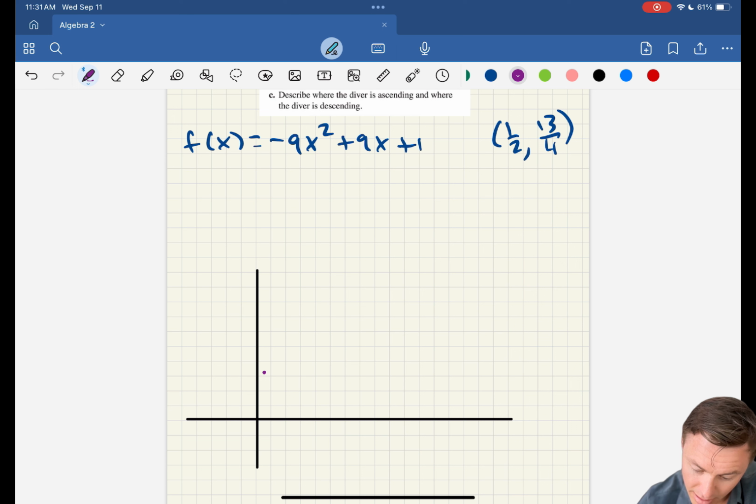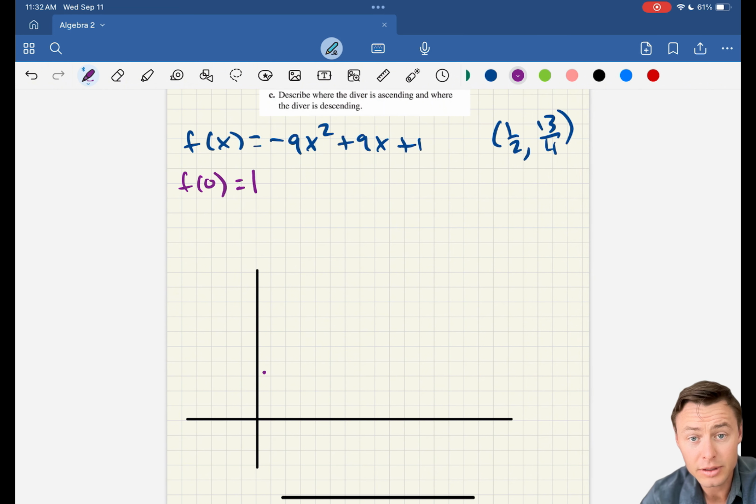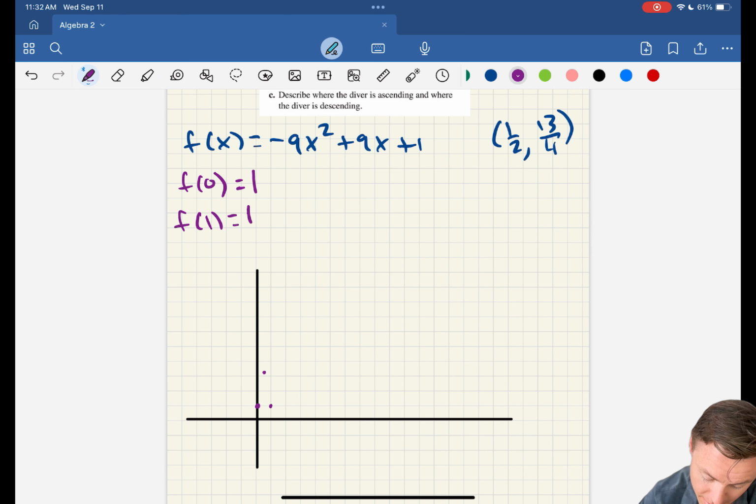And then our y-intercept is at f of 0, which if you plug in 0 for x, you get 1. The y-intercept of a quadratic in standard form is always whatever the c value is, okay? So our y-intercept would be right here. And then we'll figure out another point when x is equal to positive 1, f of 1. f of x would be equal to also 1. Okay, so our graph kind of looks like this.